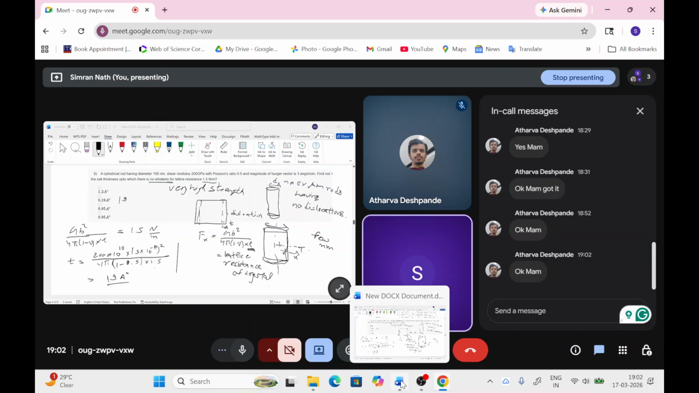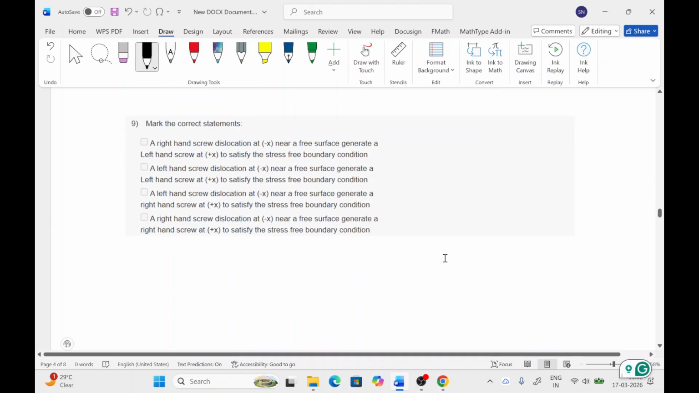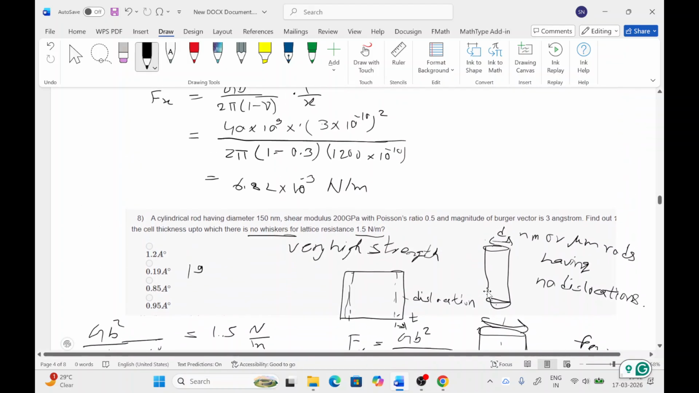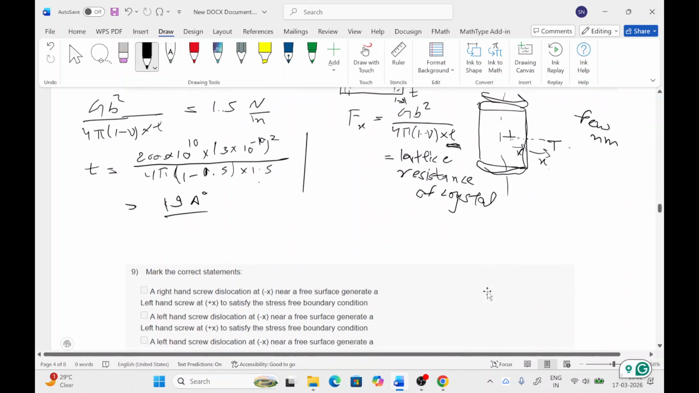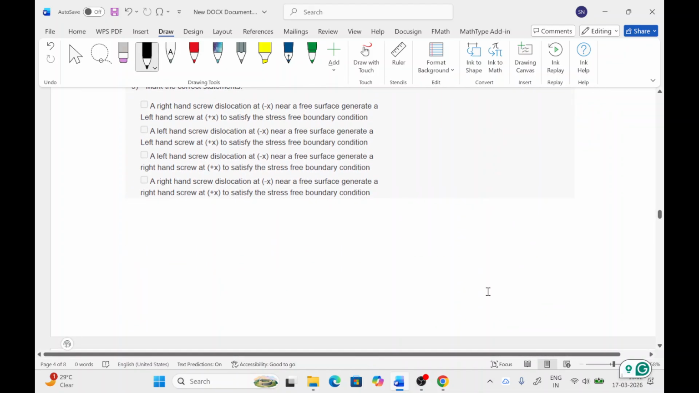Okay, so we'll go to the next question. In the ninth question, we have to mark the correct statement. So this imaginary force is true for both edge dislocation and screw dislocation. In screw dislocation, there will also be some imaginary force.